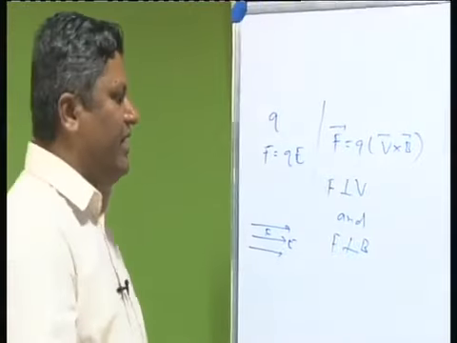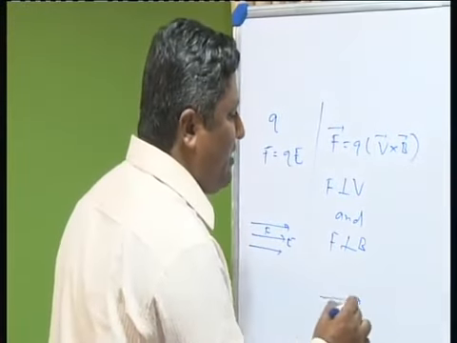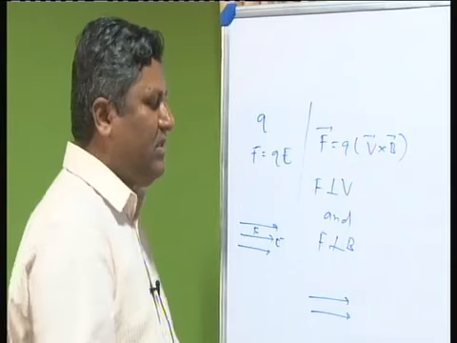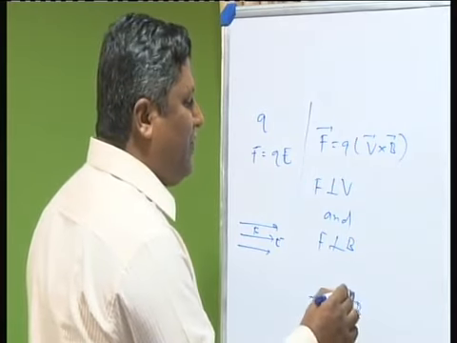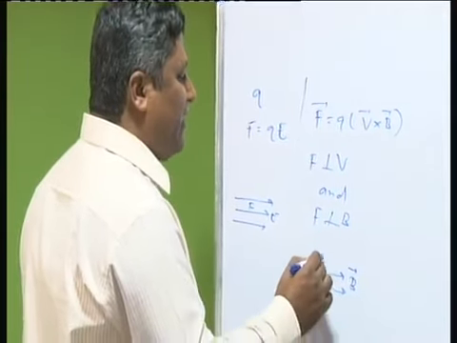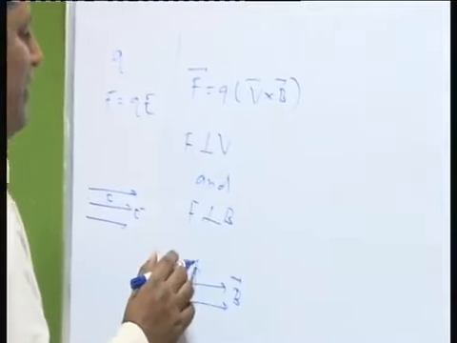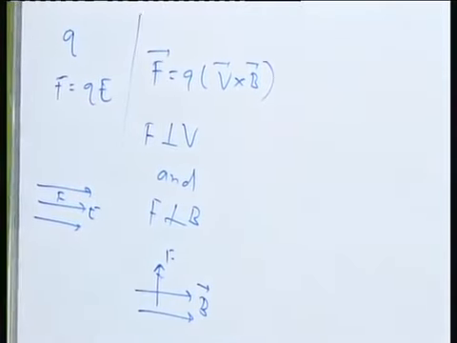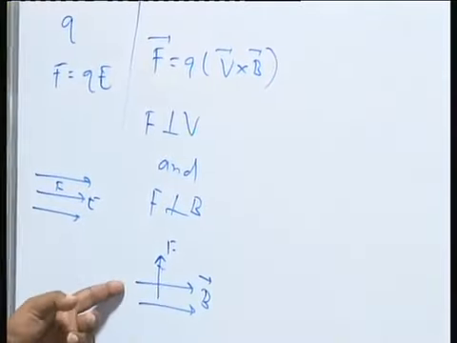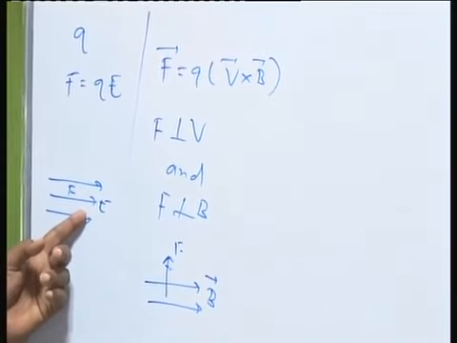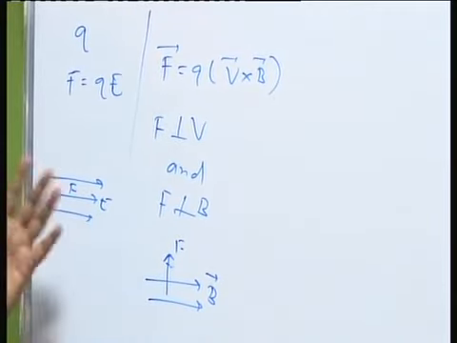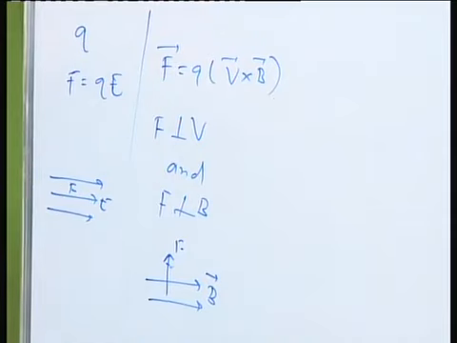But in case of magnetism, suppose these are the direction of the magnetic field lines, we know that the direction of the force and the direction of the magnetic field are perpendicular to each other. So these lines can be called magnetic field lines only, but the electric field lines can be called electric lines of force. This is a basic difference between electric field and magnetic field.